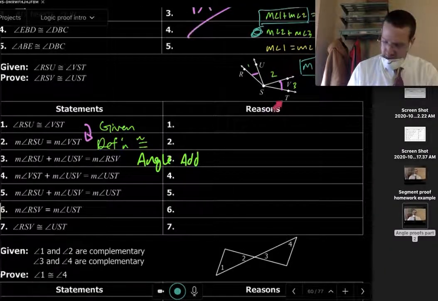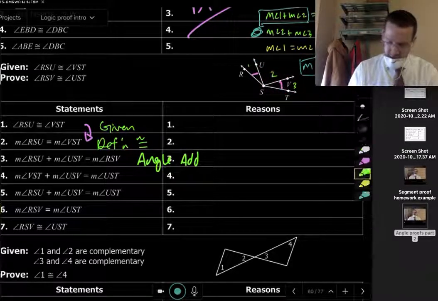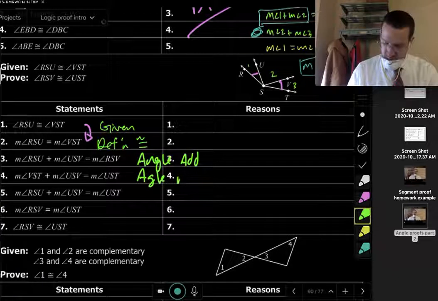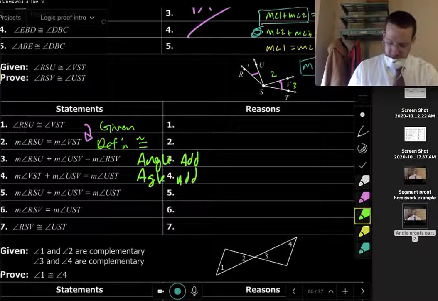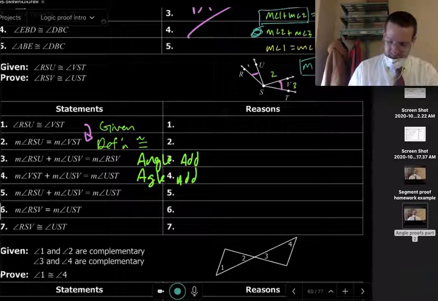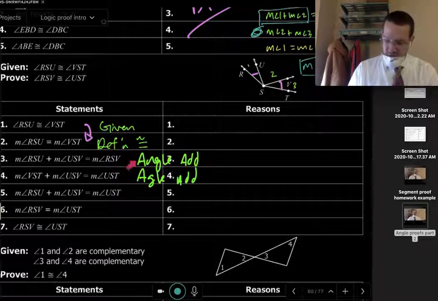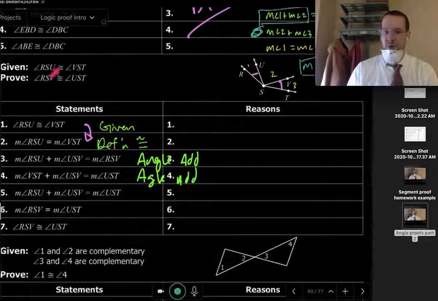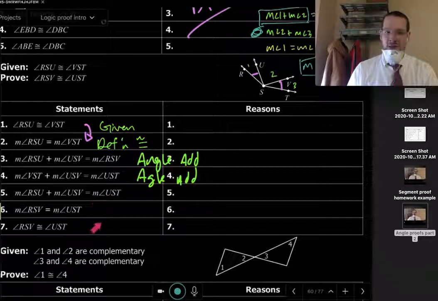Let's look at this next one. What's this? VST plus USV. Yep, again, that's another angle addition. Okay, so these 4 steps are just stuff from the figure. We're told this, we're just grabbing this off of the figure, right? And now we're going to do our little do-si-do here.